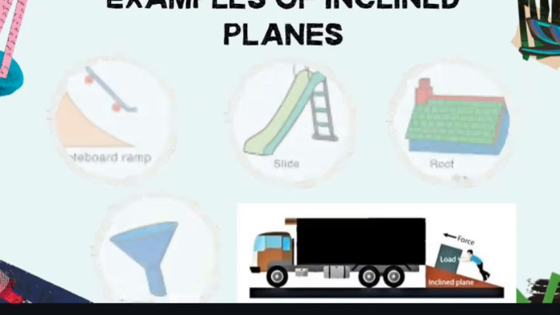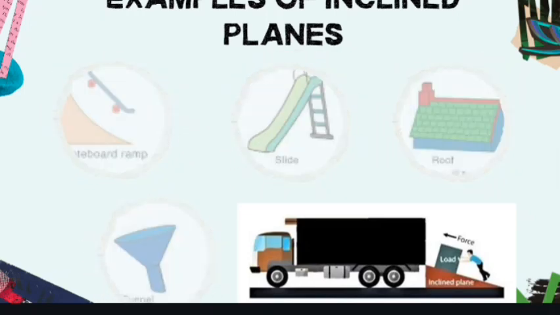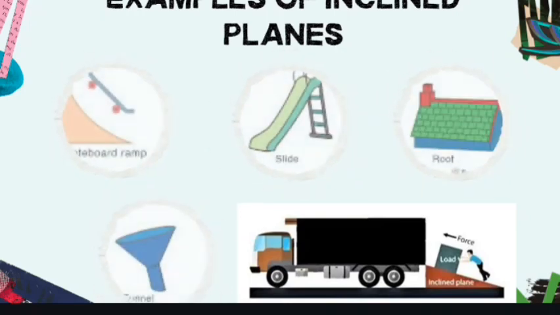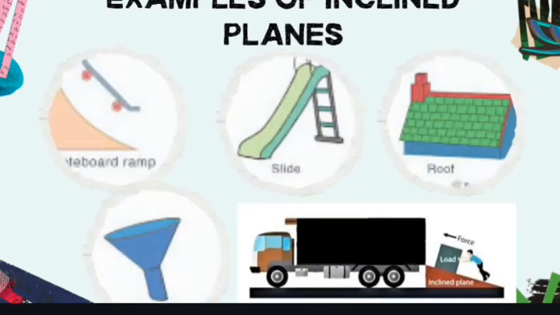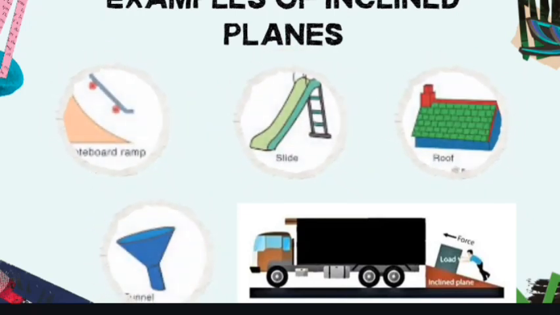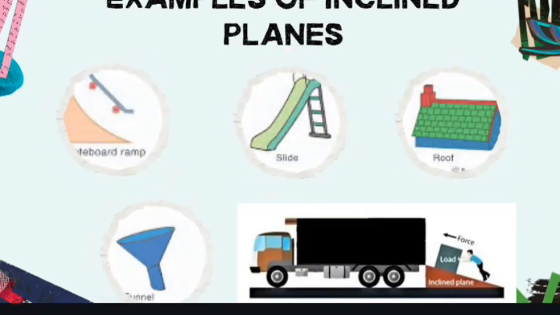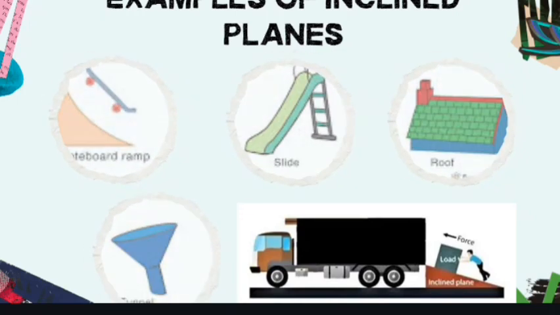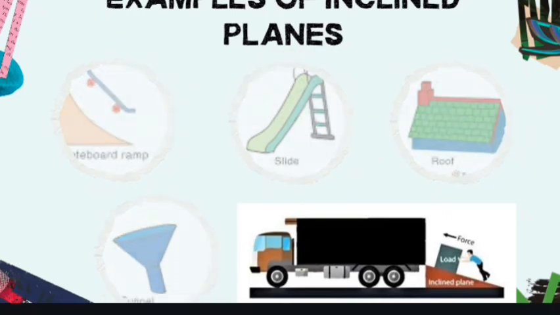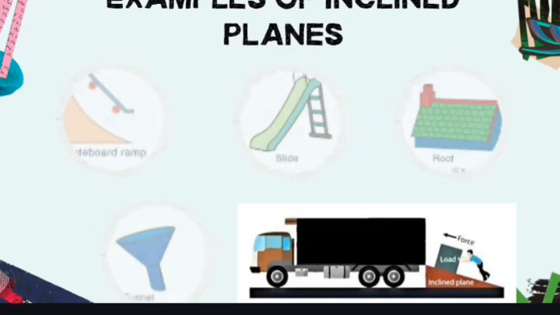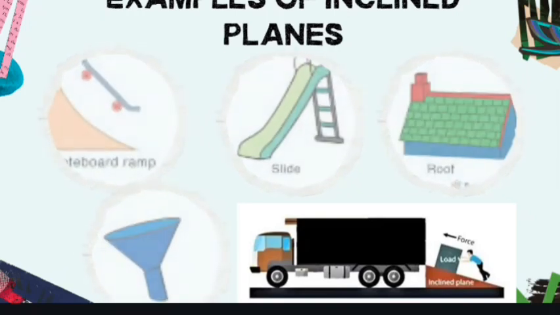And there is an interesting example here, which is the funnel. If you want to pour water into a can, doing it directly will make your work harder and slower. So what is the usefulness of a simple machine if not to make the work easier and faster, which is why you use the funnel. The funnel is an example of an inclined plane, and it will easily channel the water into the can.